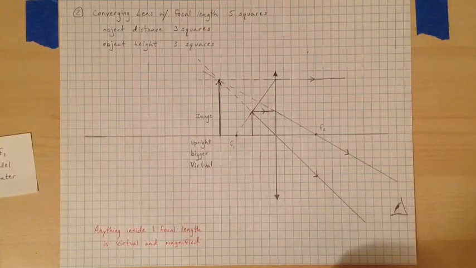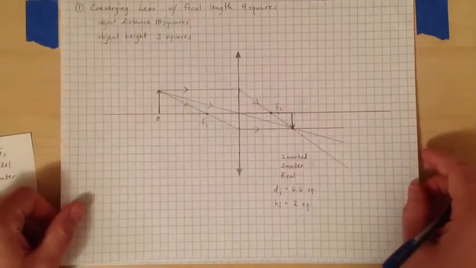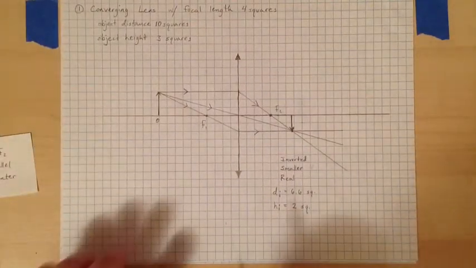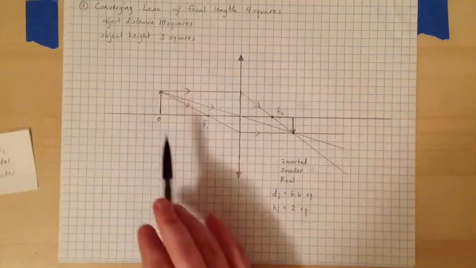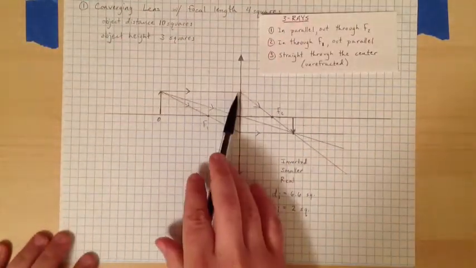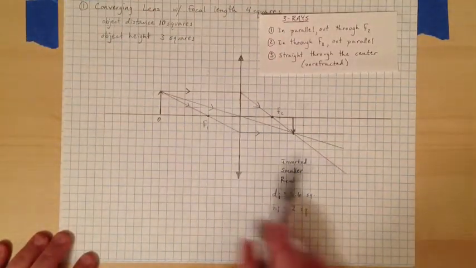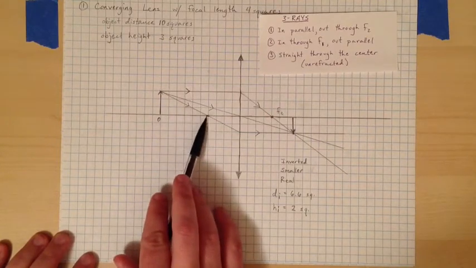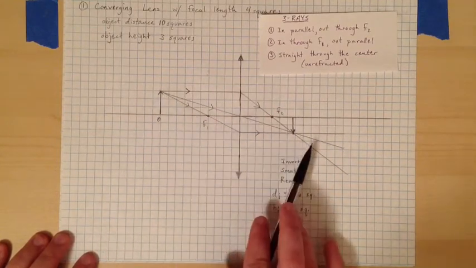When it's a real image, the picture will look like that. Where the first ray that comes in parallel and out through F2, the other one in through F1 down here, out parallel, and then straight through the center.